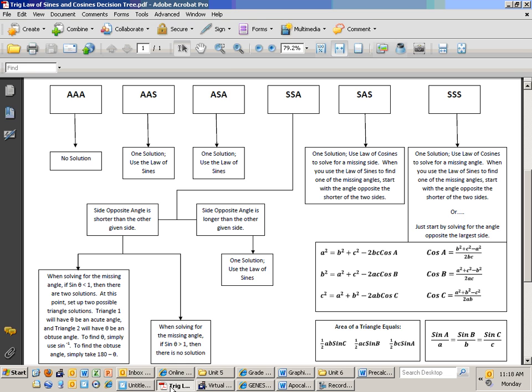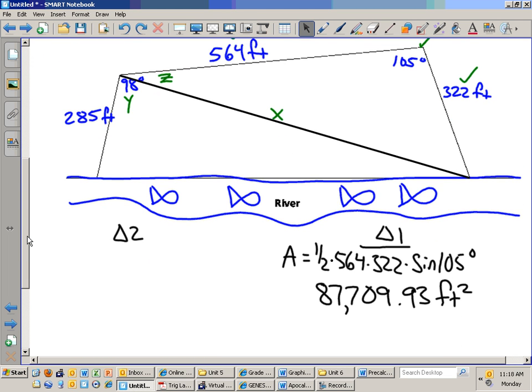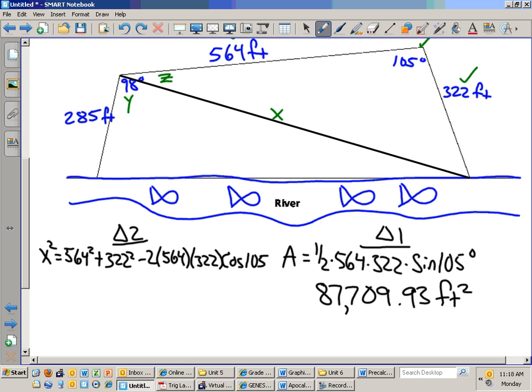We're working with triangle 1 to find x. So, as we set it up here, the law of cosines says that x squared will be equal to 564 squared plus 322 squared minus 2 times 564 times 322 times the cosine of the angle, because that's the work I'm doing to find x.